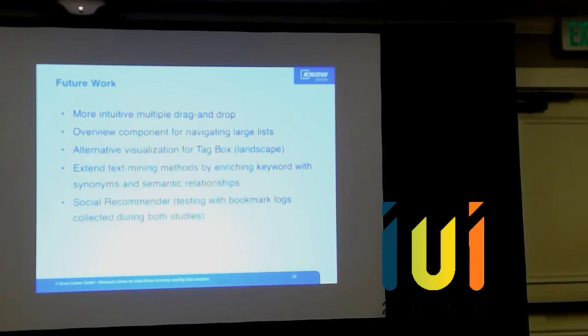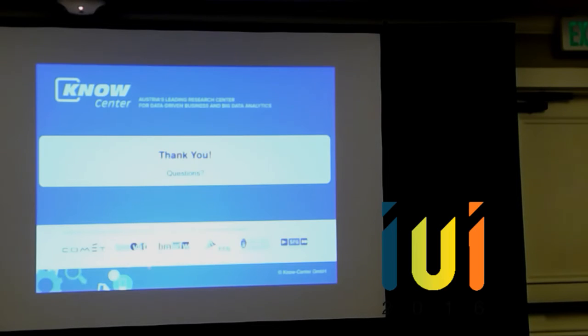And our future work is going in the direction of developing a more intuitive multiple drag and drop mechanism, an overview component for navigating large lists, an alternative visualization for the tag box that is a landscape actually, extended text mining methods by enriching keywords with synonyms and semantic relationships, and working on a social recommender system that is being tested with the bookmark logs collected during these 2 studies.